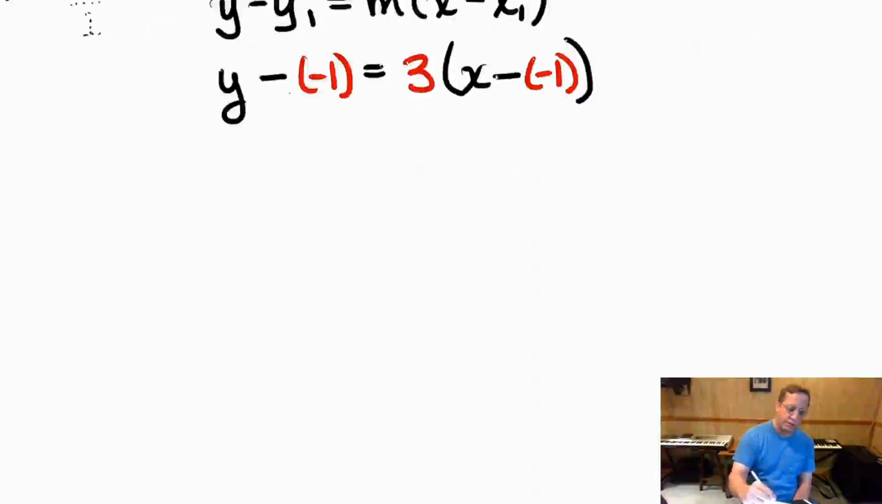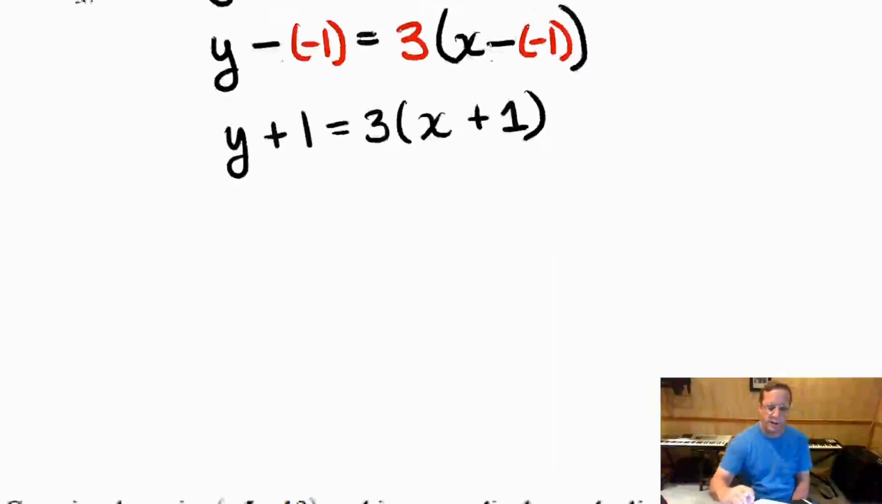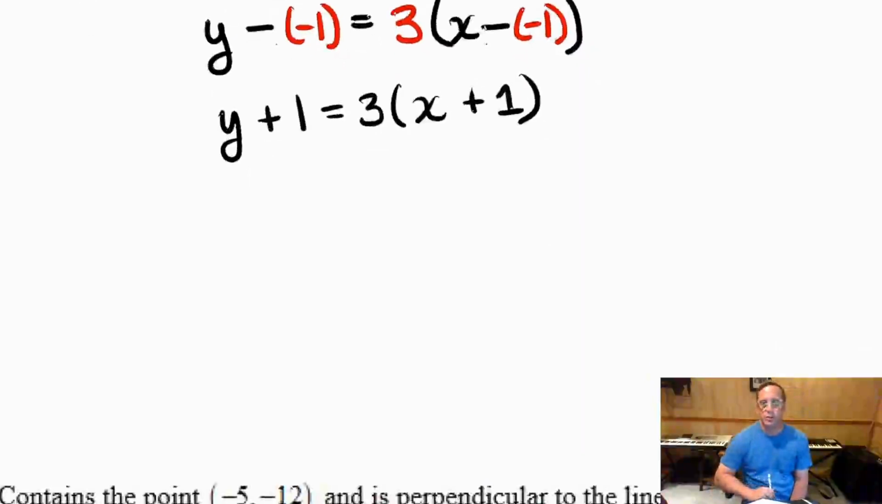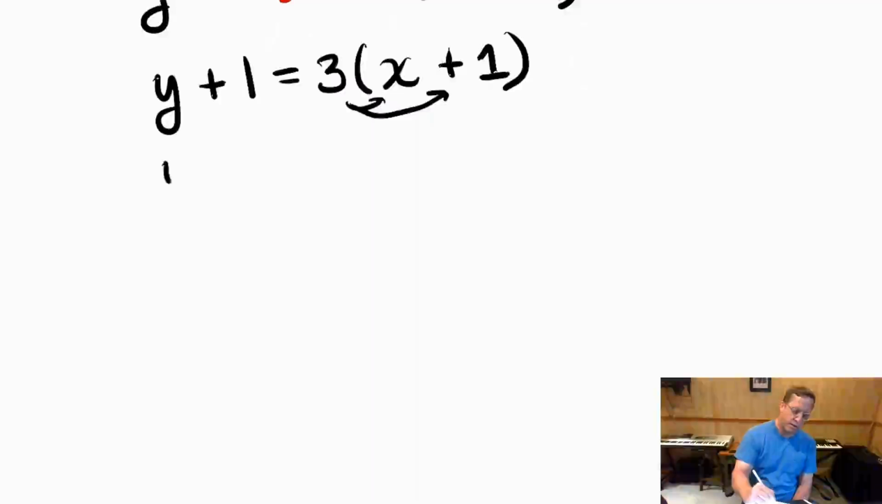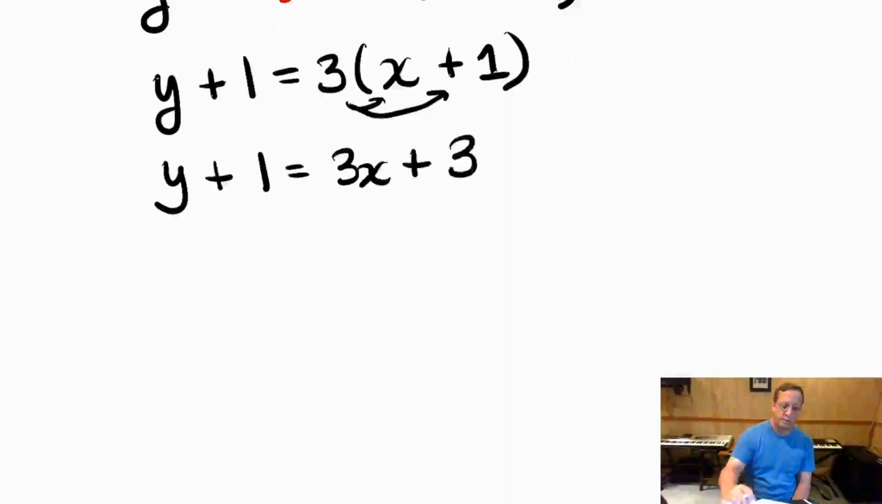We've got negatives next to each other, so let's go ahead and make those into positives. So you've got y plus 1 equals 3, and then I'm going to write x plus 1 here. I didn't distribute anything. It's just kind of a good idea to simplify as much as you can before we start clearing parentheses. And so we're going to clear parentheses by distributing the 3. Y plus 1 equals 3x plus 3.